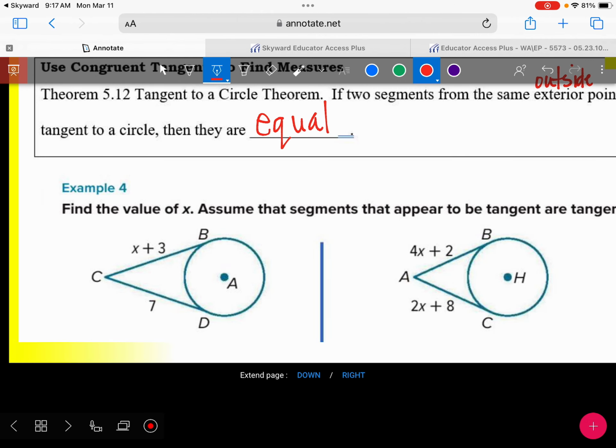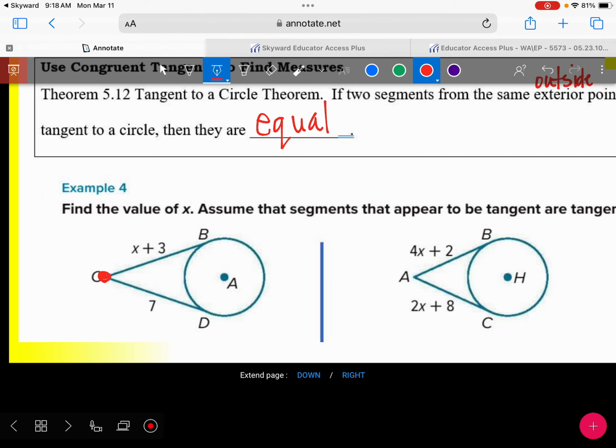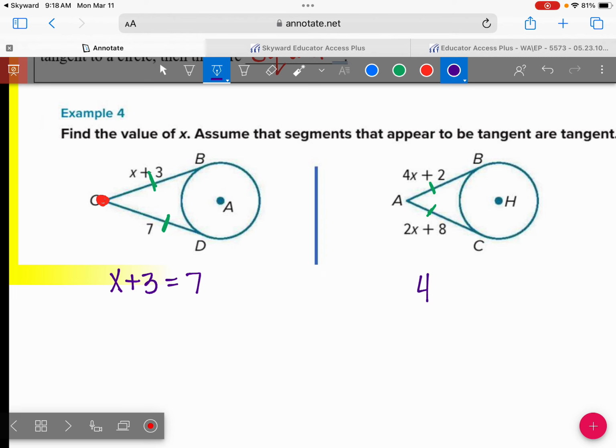Okay, so these two tangents, this is that point right here, because they both touch the same point C, then we can put that little mark to show that they're congruent right here. We can do the same thing on this example. So you're just setting them equal to each other. So this first one is actually very easy because it's x plus 3 equals 7. The second one is a little harder. 4x plus 2 equals 2x plus 8. So take a minute and solve both of those examples for x.